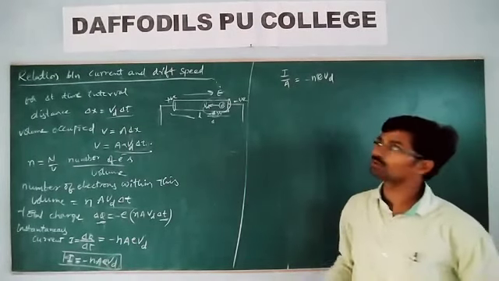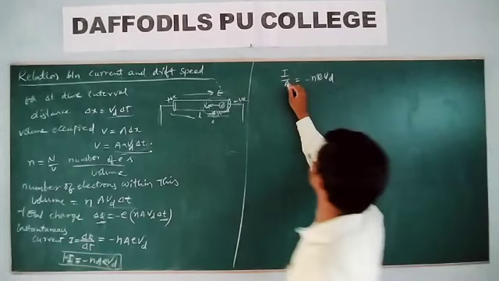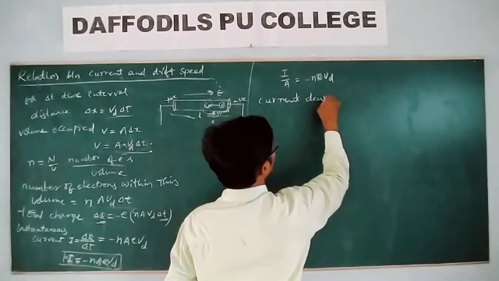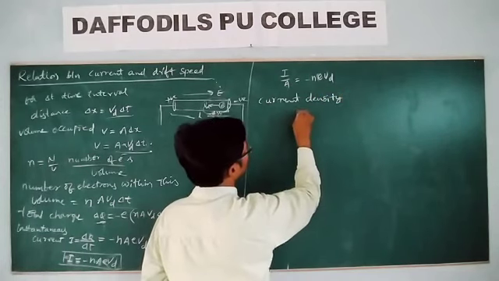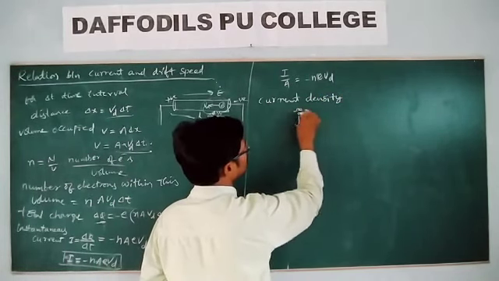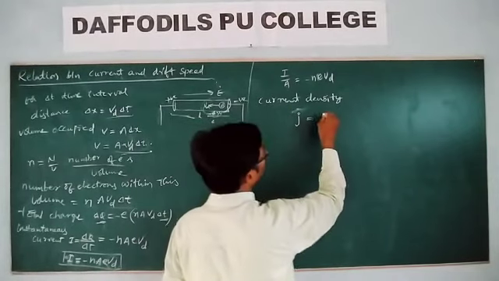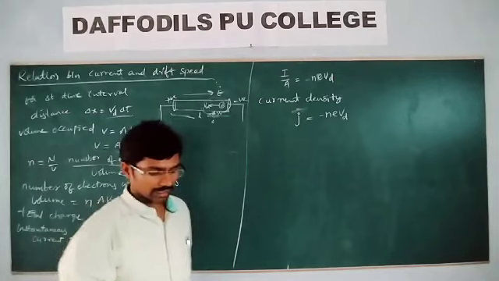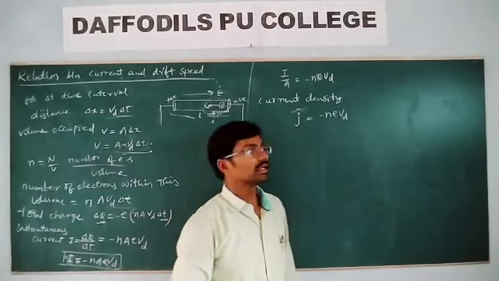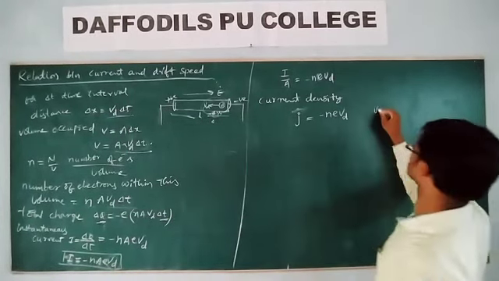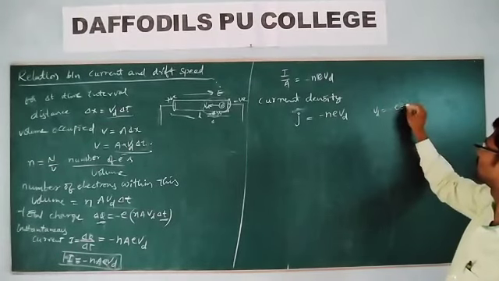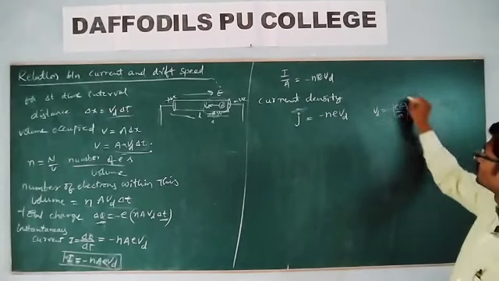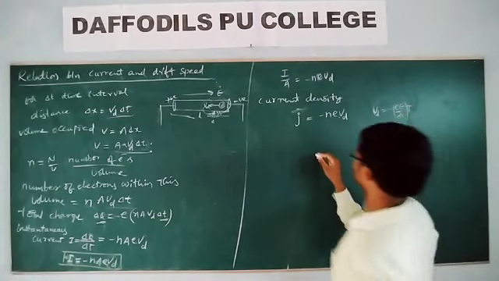So what do you have? I by A is nothing but what we know? Current density. Then current density J bar is equal to what do we have? Minus NE into VD. But remember, what do you mean by the drift speed? Drift speed VD is equal to minus E by M into T, where T is the relaxation time.